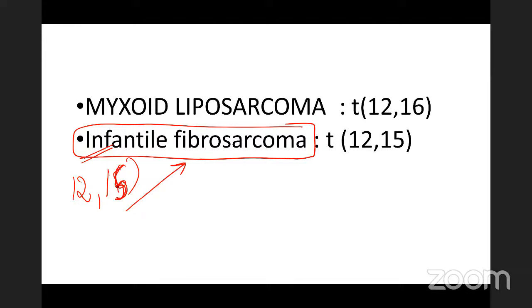So how do you remember this 12;15? See, 5 is 15, so fibrosarcoma is 15. So 12;15 is infantile fibrosarcoma. Liposarcoma is 12;16. So fibrosarcoma is 12;15. That is very, very classical. You have to remember it here. So that's infantile fibrosarcoma.